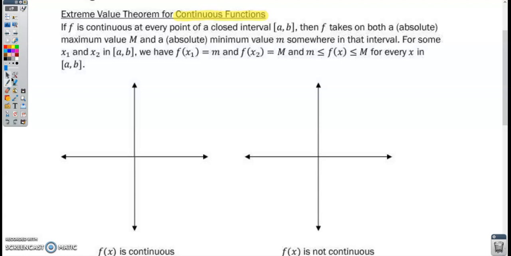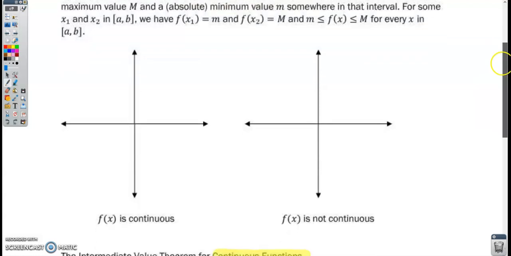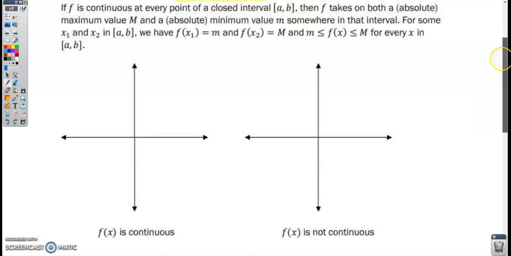It says, if f is continuous at every point of a closed interval a to b, then f takes on both an absolute maximum value and an absolute minimum value somewhere in that interval. Furthermore, for some x sub 1 and x sub 2 in the closed interval from a to b, we have that f of x sub 1 is equal to our minimum, and f of x sub 2 is equal to our maximum.